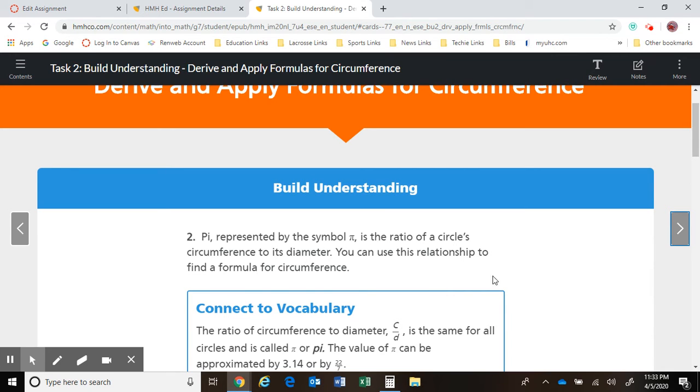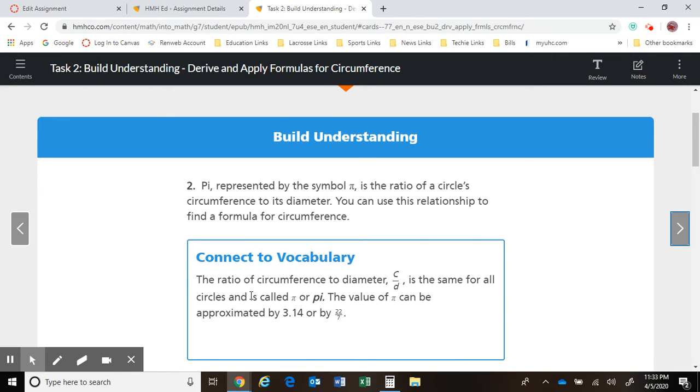Okay. So you could use this relationship to find a formula for circumference. The ratio for pi is always your circumference divided by diameter. It's always the same for circles, and it's called pi. The value of pi can be approximated by 3.14. And if you remember, I actually got that on one of my objects, or 22 divided by 7. So you've got a decimal approximation, or you've got a fraction approximation.